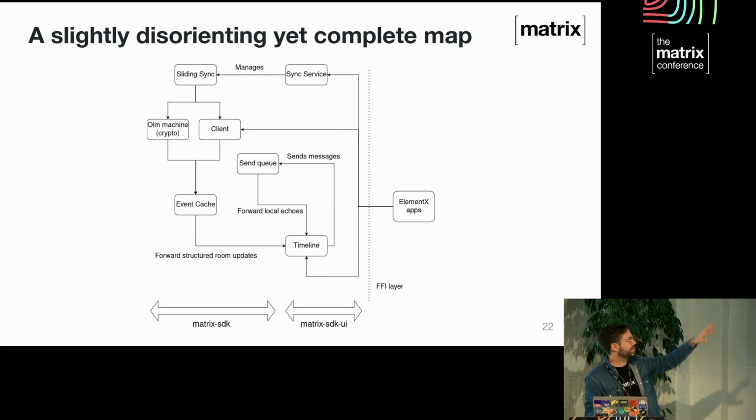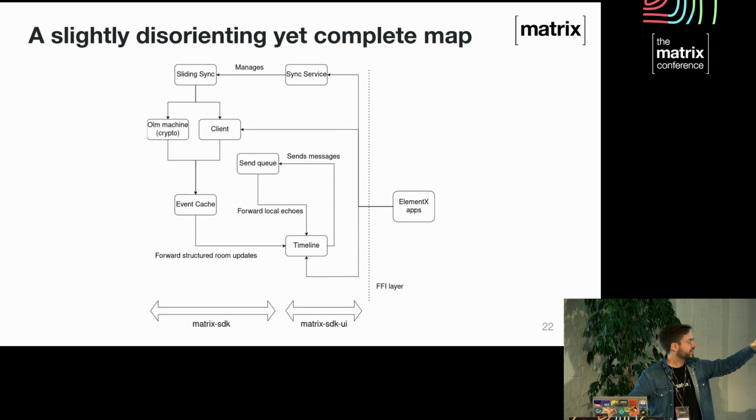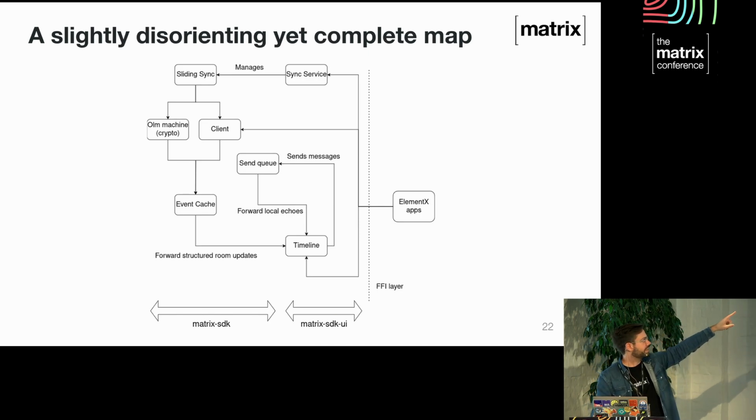Okay, so here's a complete map, a bit disorienting, of all the things that I've talked about today. Basically, start from the ElementX apps on the right, that starts a sync service. The sync service will manage sliding sync for you. Sliding sync will get events and forward them to the Olm machine, which is like the crypto object managing all the crypto, and the client for all the state events.